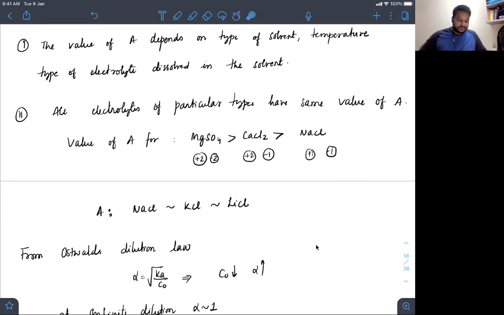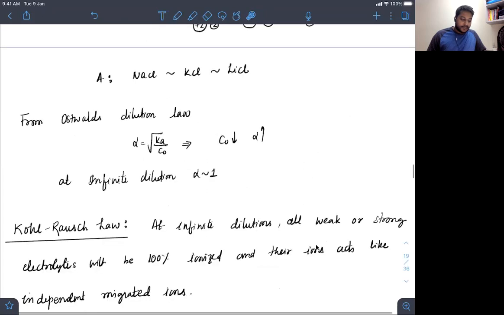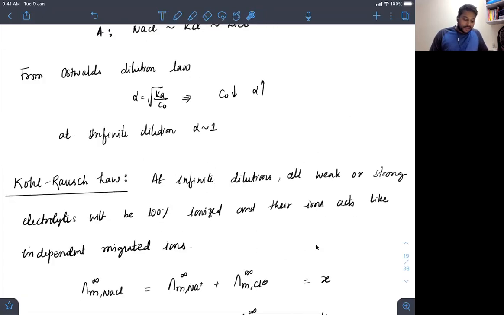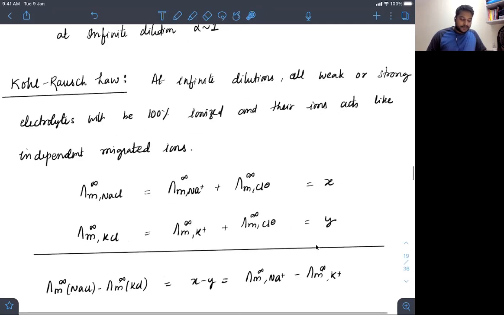Clear? Logic clear, students? Yes. Next, from Ostwald's dilution law, we know that alpha is inversely proportional to concentration. If concentration decreases, alpha increases. And that's why at infinite dilution, alpha is 1. The degree of dissociation is 1.